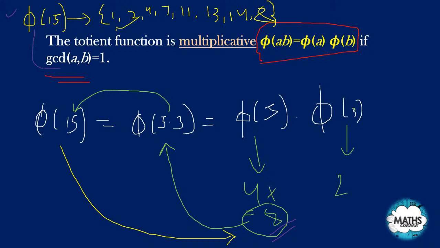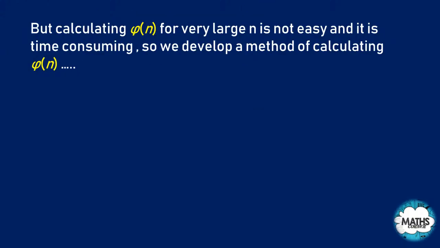So the totient function is multiplicative, where phi of AB is equal to phi of A times phi of B. This is the multiplicative property of the totient function. After knowing this, we can start with the proof of the formula for calculating phi n.